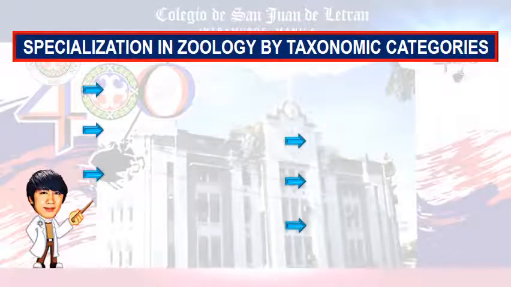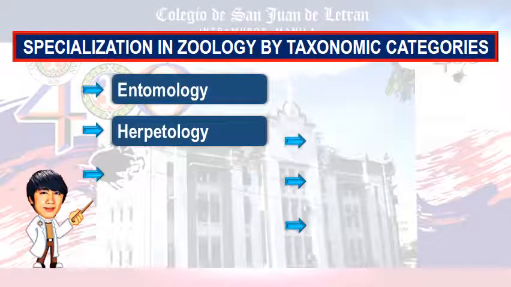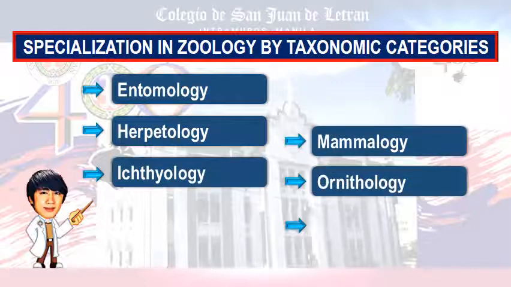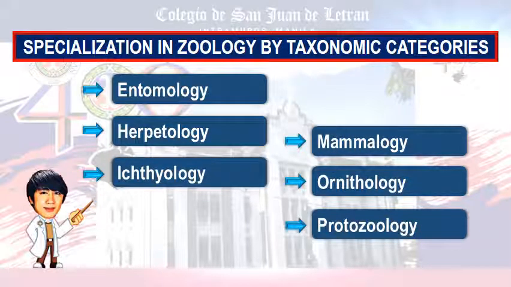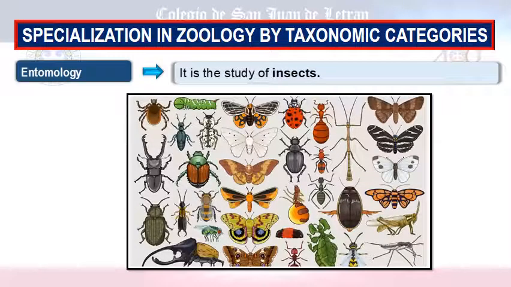Let's now proceed to the specializations in zoology by taxonomic categories. We have entomology, herpetology, ichthyology, mammalogy, ornithology, and lastly, protozoology. First, let's talk about entomology. Entomology is a branch of zoology dealing with the scientific study of insects.